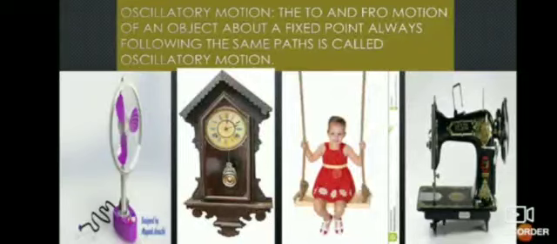Now, we see the definition of oscillatory motion. The to and fro motion of an object about a fixed point, always following the same path, is called oscillatory motion.